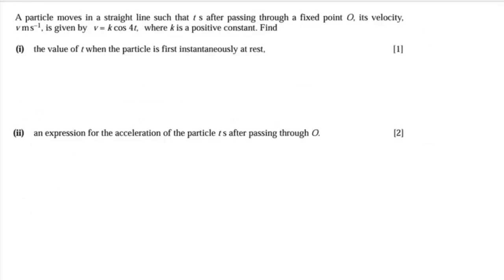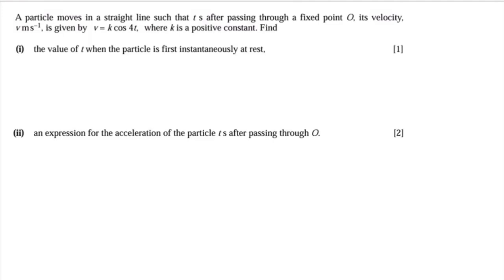A particle moves in a straight line such that t seconds after passing through a fixed point O, its velocity v is given by v equals k cos 4t, where k is a positive constant. So this is a kinematics question. Part 1: find the value of t when the particle is first instantaneously at rest.